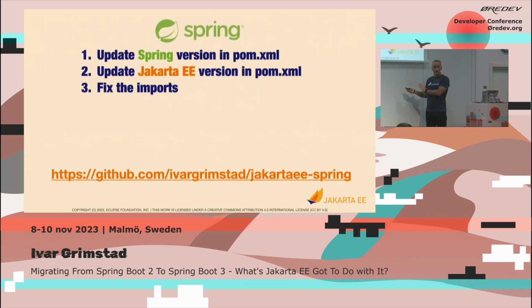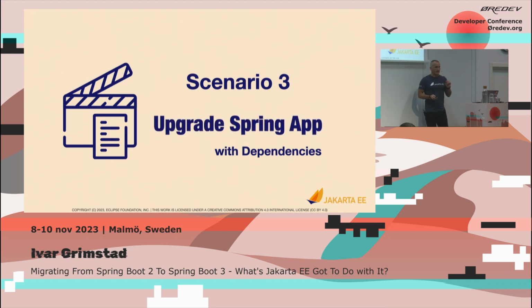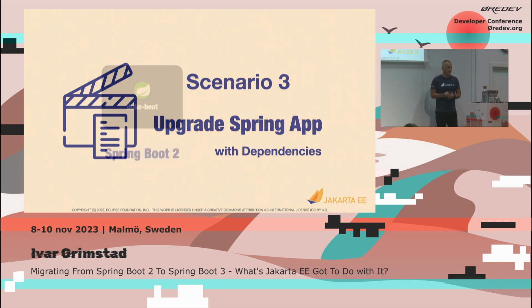But I'm doing it manually, so what I've done so far is I updated the Spring version in my POM XML, and updated the Jakarta EE version. I didn't have any Jakarta stuff in the POM, so I skipped that here. And I fixed the imports, and I compiled it, and it wouldn't pass the tests. So what I actually have here is not a simple Spring app. I have some dependencies. And who has dependencies in their applications? Yeah, so that's where the stuff comes in with this migration.